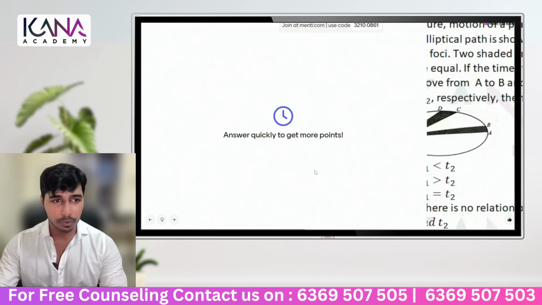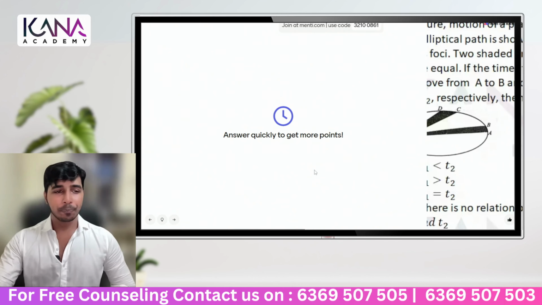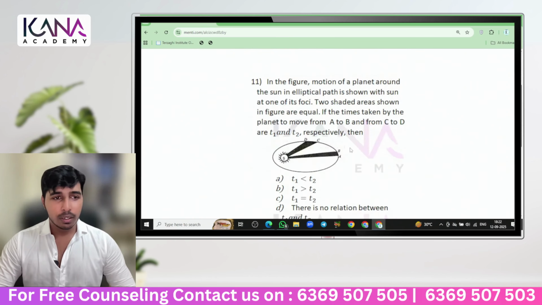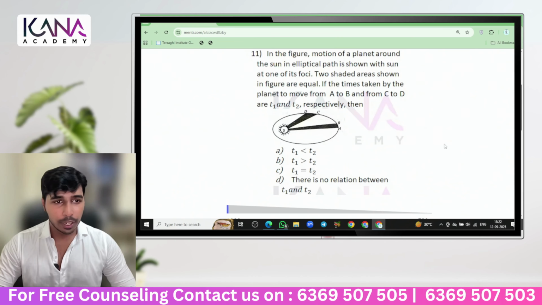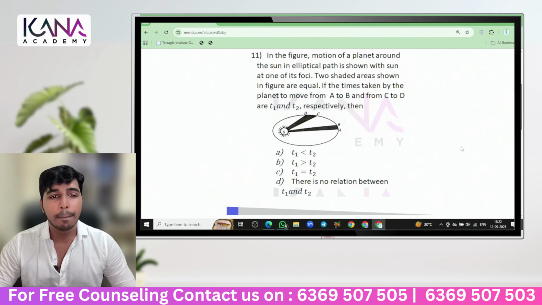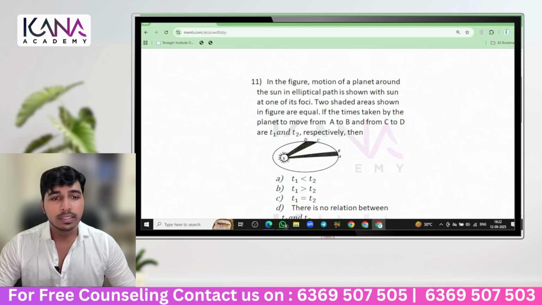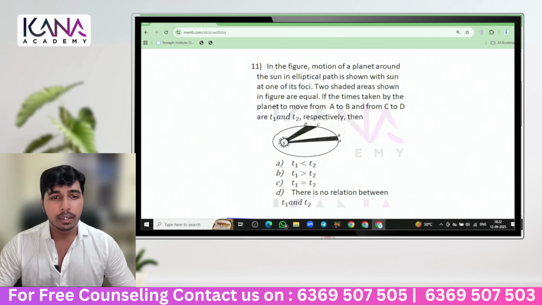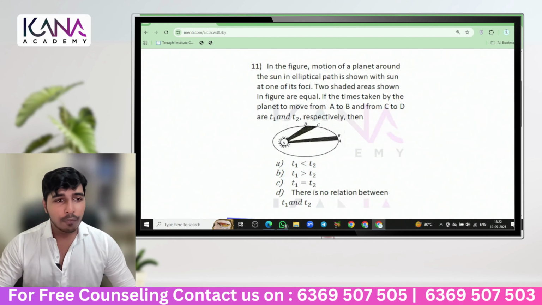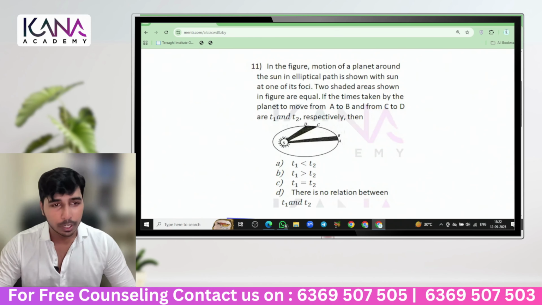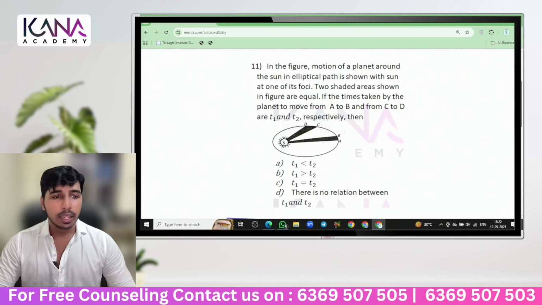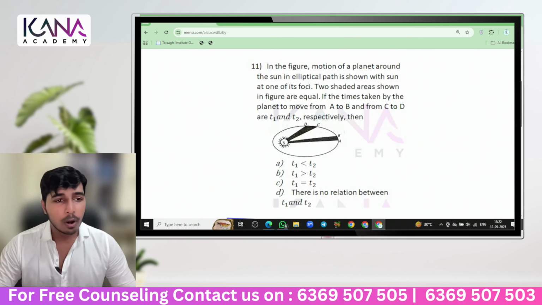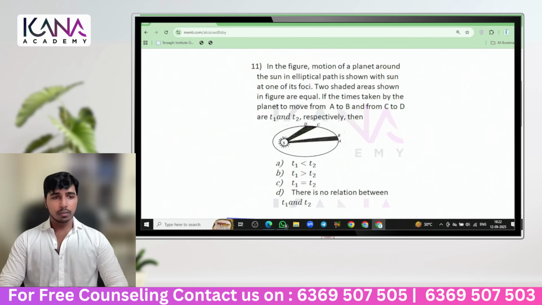11th question out of 25 MCQs. Can we start? In the figure, a planet around the sun in an elliptical path is shown with the sun at one of its foci. Two shaded areas shown in the figure are equal. If the times taken by the planet to move from A to B and from C to D are T1 and T2 respectively, then which is bigger, or are they equal, or is there no relation between T1 and T2? So the options are present below. Check it out.